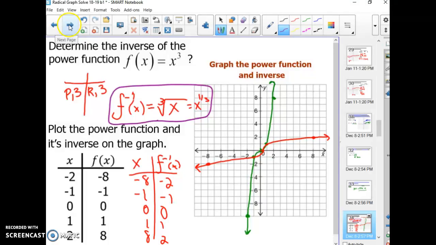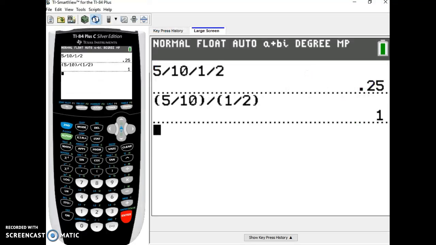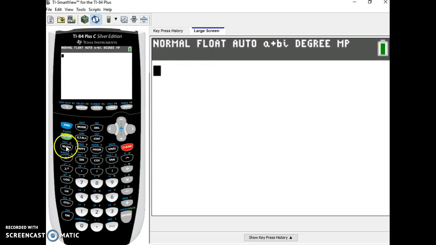So I want to come over here and talk about a few things. So we have the x-intercept, y-intercept, where it's increasing, end behavior, domain, and range. So we are going to talk about this and plot in some points. So this is the third root of x. Here's the thing, the third root of a -8. If I plot that in, the third root of -8, what do I get?